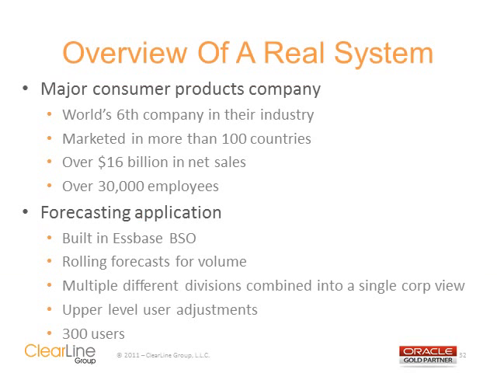This section of the presentation will cover allocations in a real rolling forecast for a consumer products company. This company had multiple divisions that varied a lot in both function and size. They also needed to have a common corporate view of their volume forecasts. This application was built in Essbase block storage using System 9. It needed to be able to support forecasts with upper-level adjustments that could also be allocated. The system had about 20 planners and about 300 users.